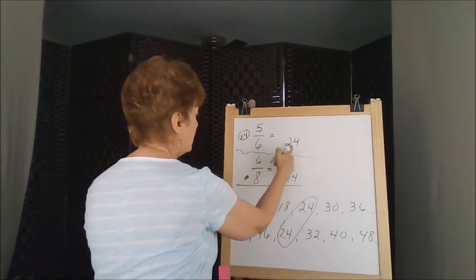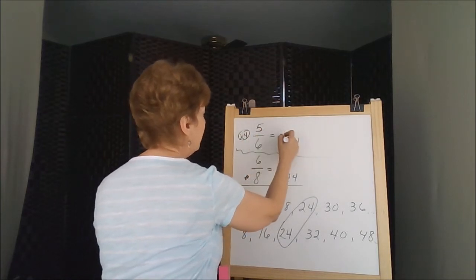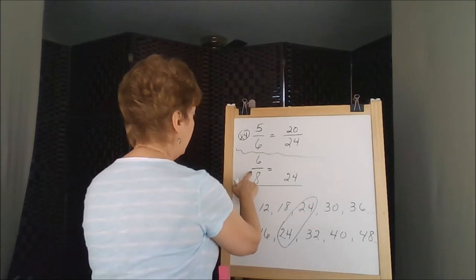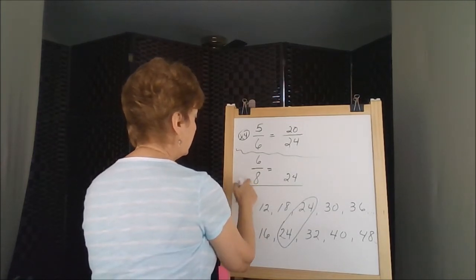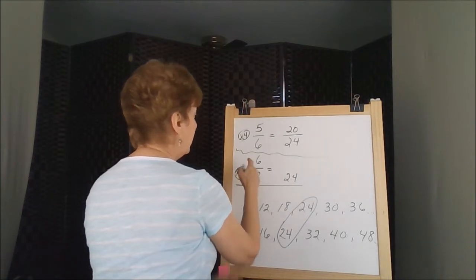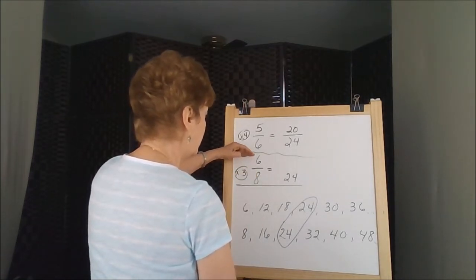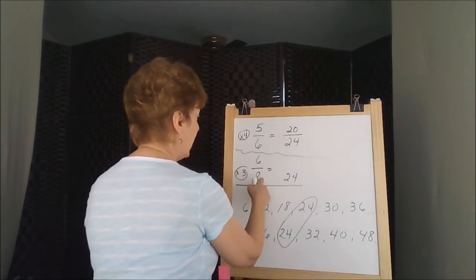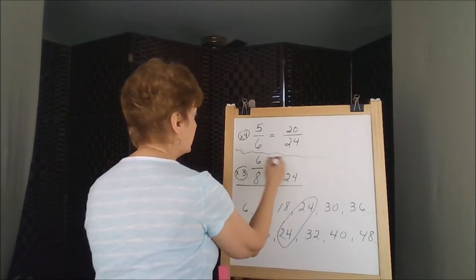4 times 6 is 24. 4 times 5 is 20. In 8, we have to change it because 8 times 3 is 24. So this fraction gets multiplied top and bottom by the 3. 3 times 8 is 24. 3 times 6 is 18.